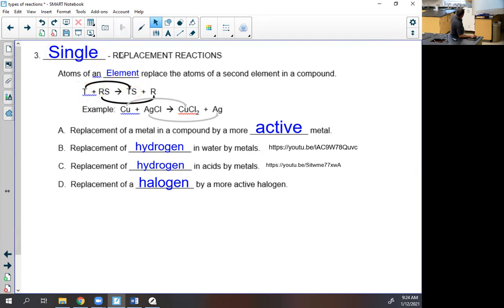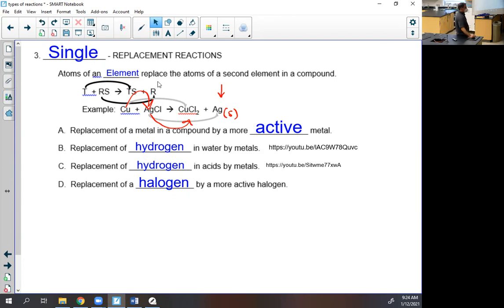An example is when you add copper and silver chloride together. Silver likes to be alone. It doesn't want to be with chlorine. So when copper comes along, the copper will switch places and the silver comes out all by itself. Now it seems like this one's the unhappy one, but it's not. Silver likes to be alone. So copper replaced silver in the chloride to make copper 2 chloride and Ag.